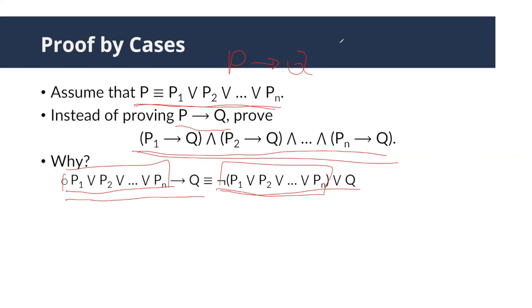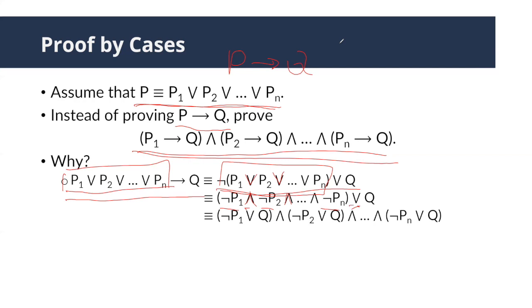You can apply De Morgan's law. So you distribute this negation inside the parentheses. But don't forget to change the connective from or to and. Now, the connectives inside are different from the one outside. You can use the distributive law to distribute or Q into the parentheses. You have those ones. And for each of the ors, you can apply the implication law again to transform that into an implication.